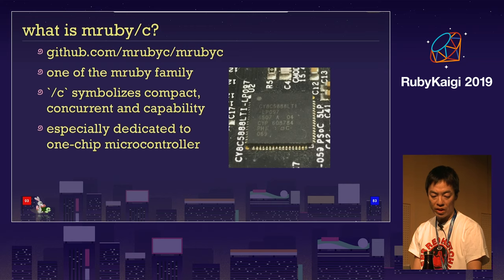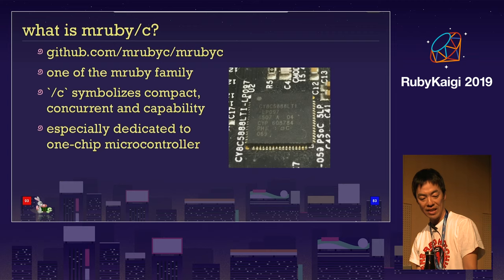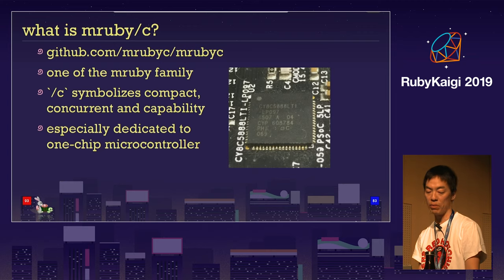A one-chip microcontroller is a mono-package integrated circuit. It consists of CPU, memory, and general-purpose I/O pins, but you can regard it as a tiny computer.